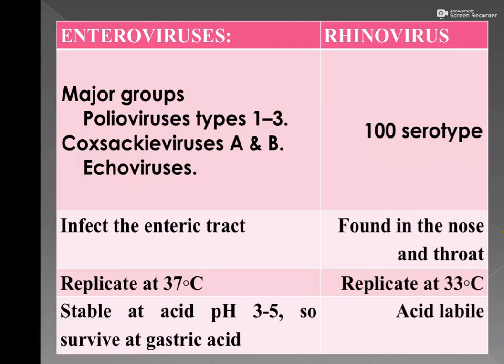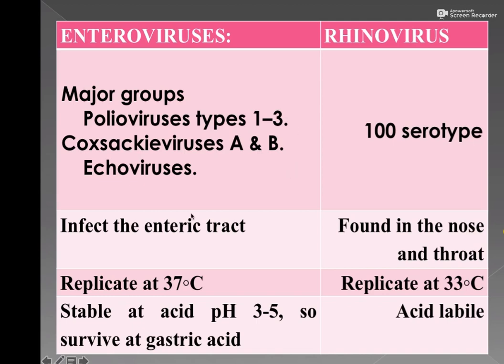If we compare the enterovirus genus and the rhinovirus genus, the major groups of enteroviruses are poliovirus types 1 to 3, Coxsackie viruses A and B, and echoviruses, while rhinovirus contains 100 serotypes. So rhinovirus contains 100 serotypes, and entero contains three main viruses: polio, Coxsackie, and echo. They infect the enteric tract, while rhinoviruses are found in the nose and the throat.